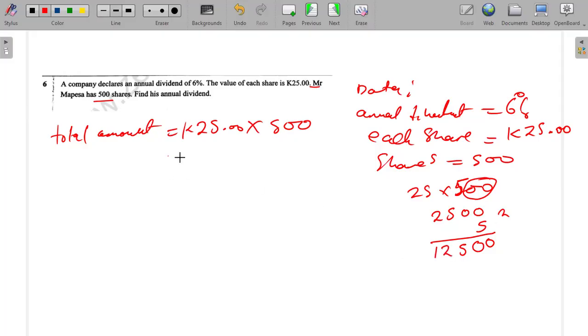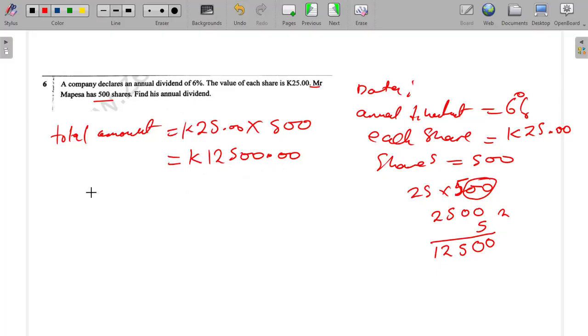So it means that the total amount that you're going to get in quarter is 12,500 ngwe. So you can put ngwes there. So that's the total amount that you're getting from the 500 shares. So that is the total nominal value that you're going to get from the 500 shares, isn't it? Now we have been told that the annual dividend is 6%.